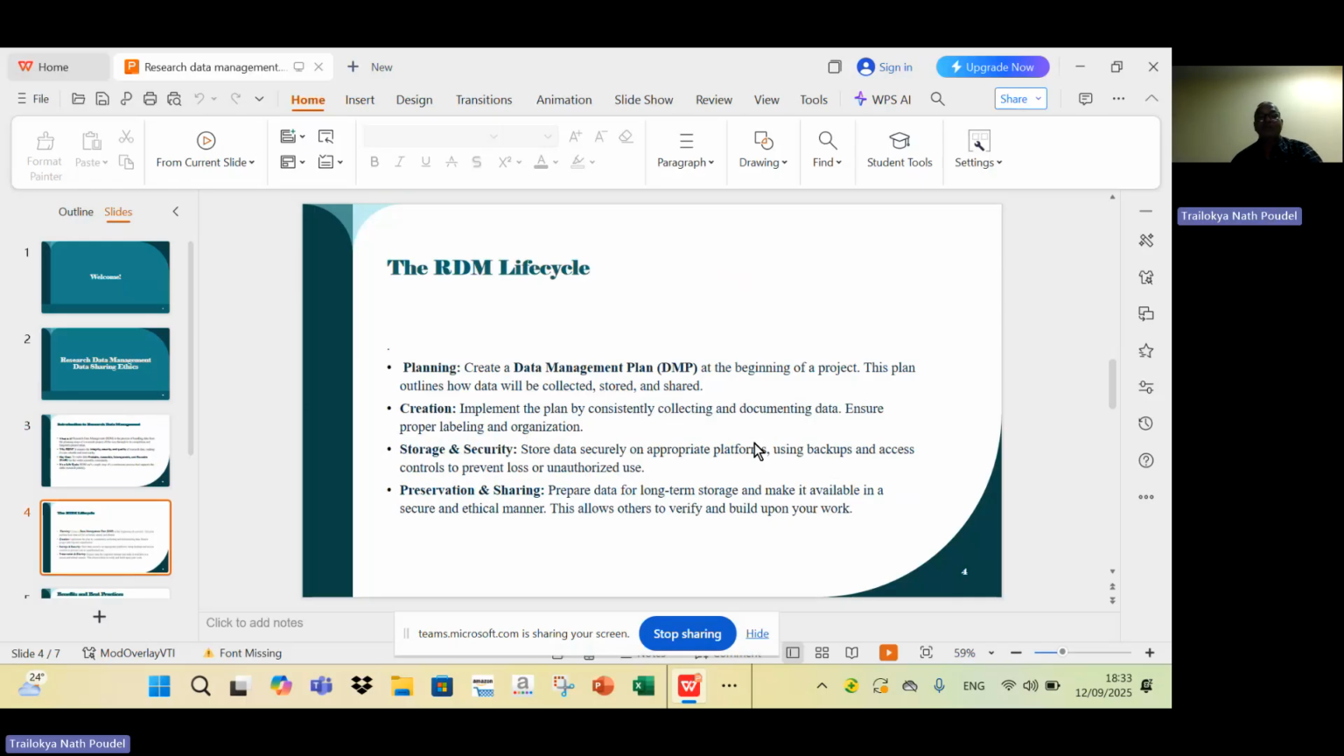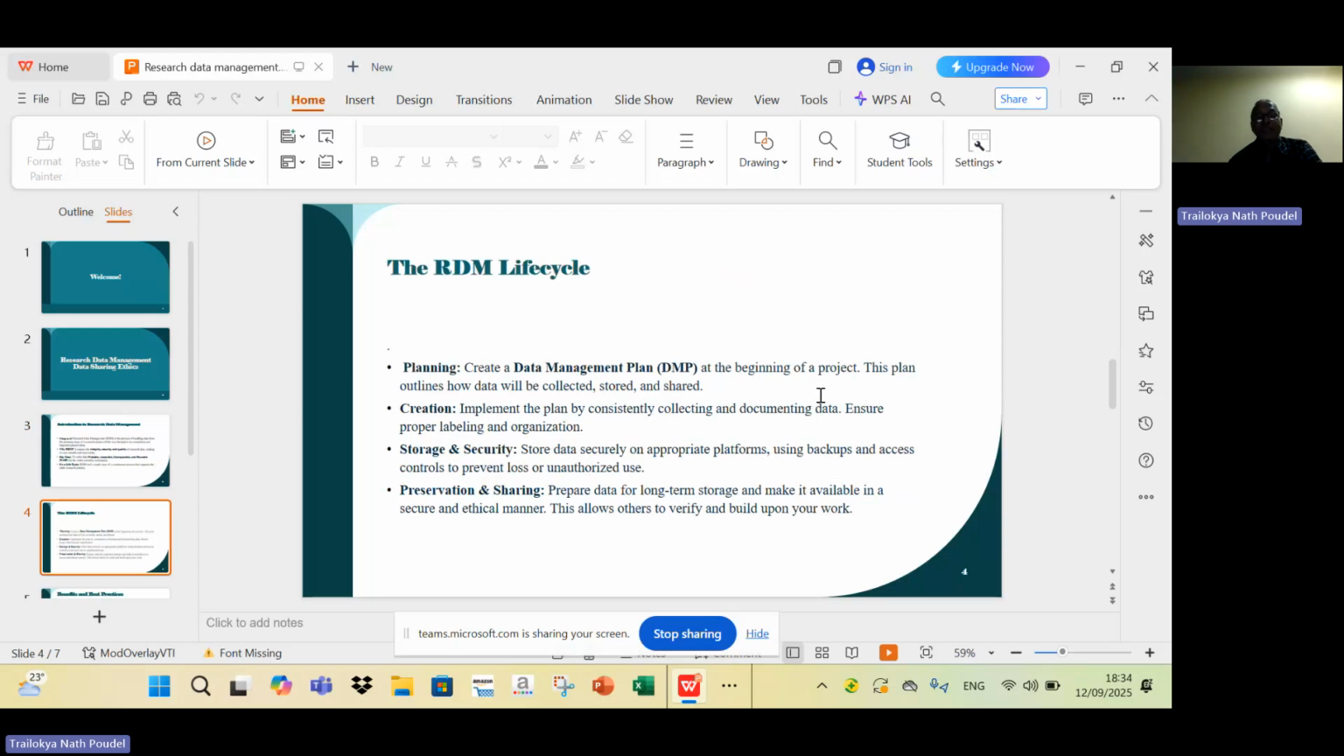Secondly, creation. So implement the plan by consistently collecting and documenting data, ensure proper labeling and organization. So the third stage is storage and security. Store data securely on an appropriate platform using backups and access controls to prevent loss or unauthorized use.